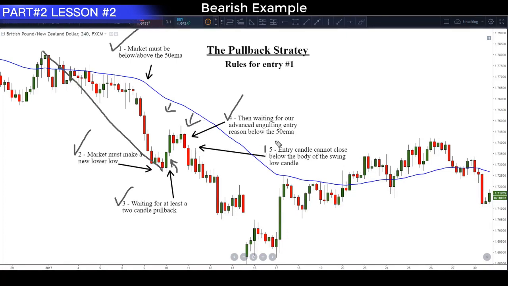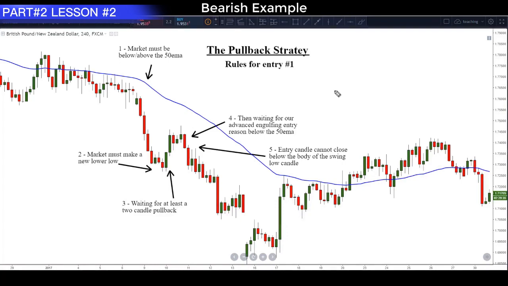And finally, as long as the entry candle did not close below the body of the previous swing low before the 2 candle pullback, then this is a valid entry. Is that the case here? Yes, it is. We can check that off. We now have a valid entry for rule number 1, for entry number 1 here on the pullback strategy. So that's what we're looking at, guys. That's going to be the rules for our pullback strategy for entry number 1.